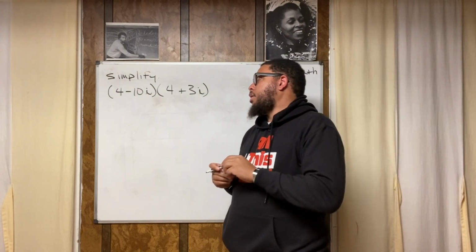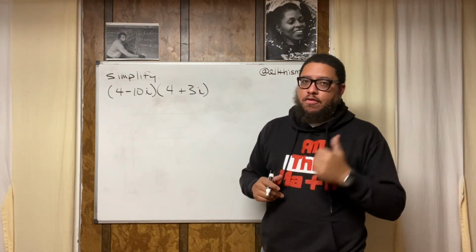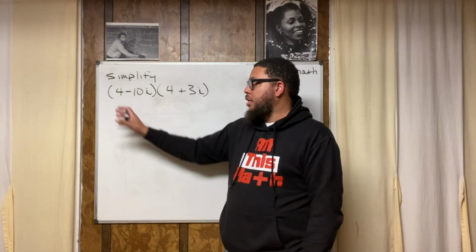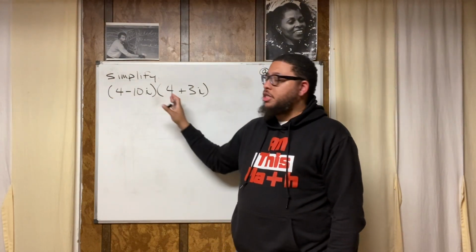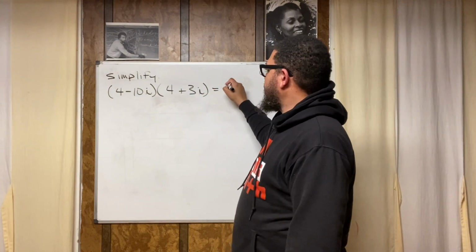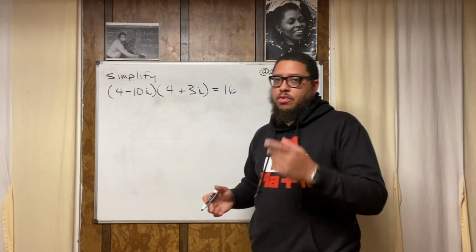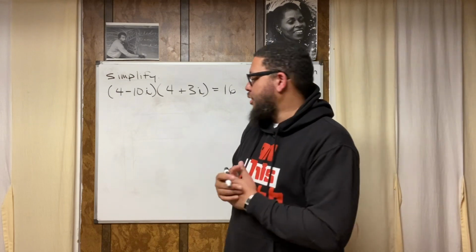FOIL stands for first, outer, inner, last. First meaning the first terms inside each set of parentheses. So this is the first term here, this is the first term here. So you do 4 times 4. You know your multiplication facts, so you know that's 16. So we're 1/4 or 25% of the way done, in terms of our multiplication, that is.